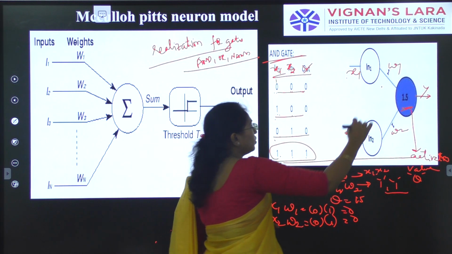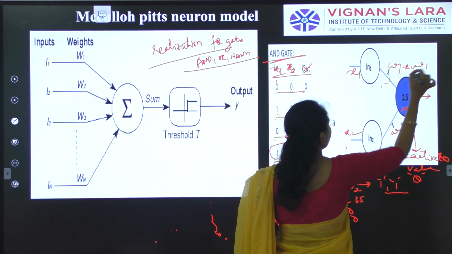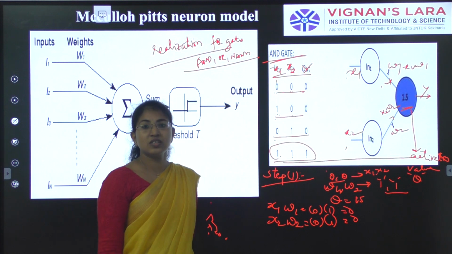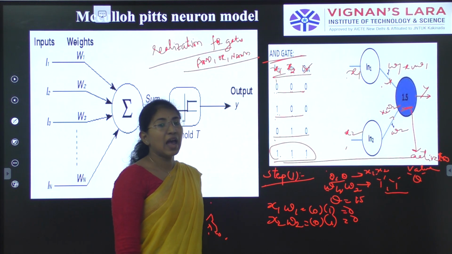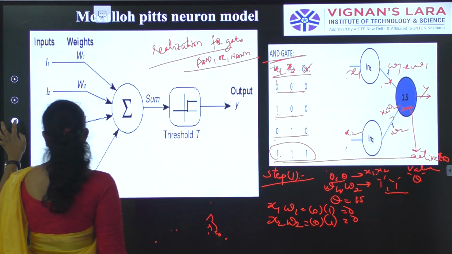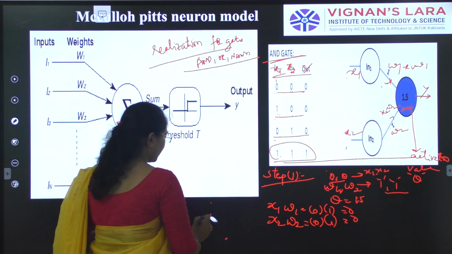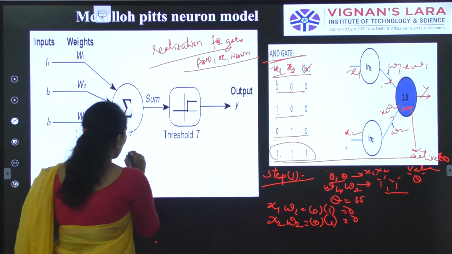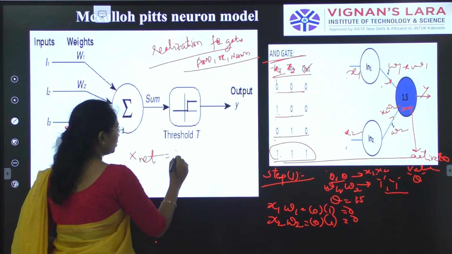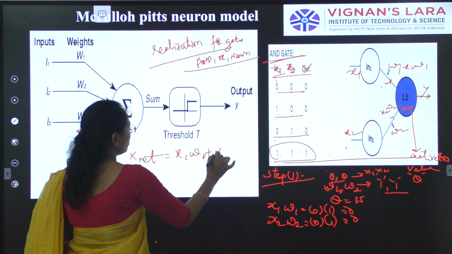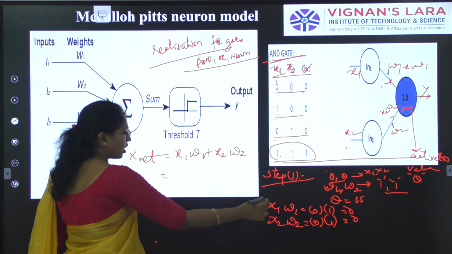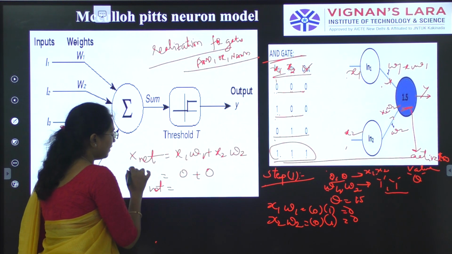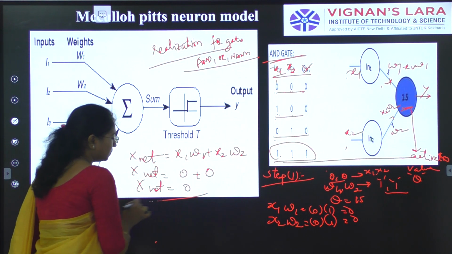After finding x1 W1 and x2 W2, what is the next step? We need to add these weighted inputs. Then we will get a net input value. How will we add? Xnet is equal to x1 W1 plus x2 W2, as we have only two inputs. x1 W1 is 0 and x2 W2 is 0. Then what is Xnet? Finally we will get Xnet as 0.